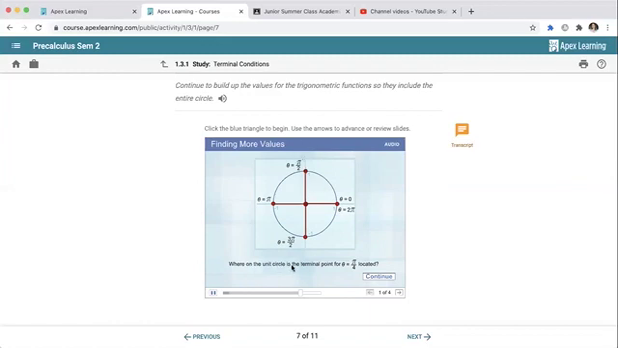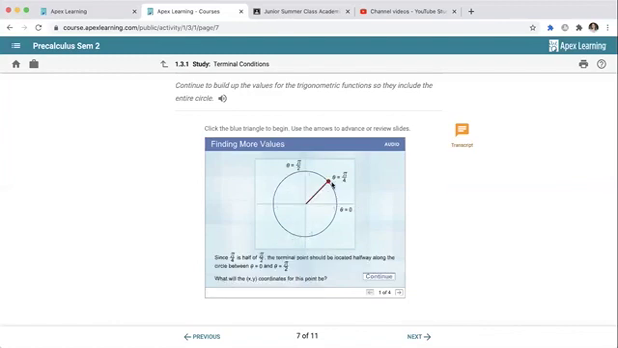Where on the unit circle is the terminal point? So where's the end point for pi over 4? Well, pi over 4 is going to fall halfway between pi over 2 and 0. What will the x, y coordinates for this point be? That's where we're going to have to solve them. We're going to have to look at our sine and our cosine.